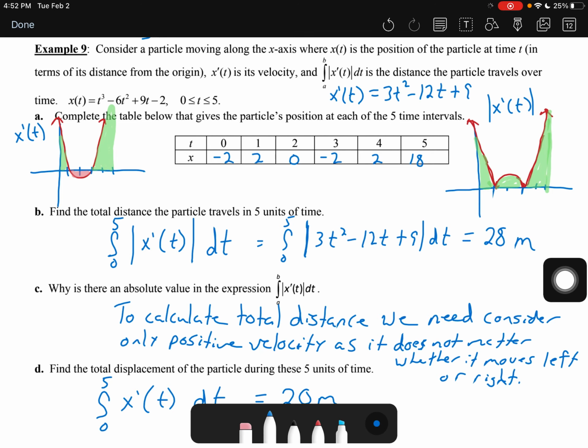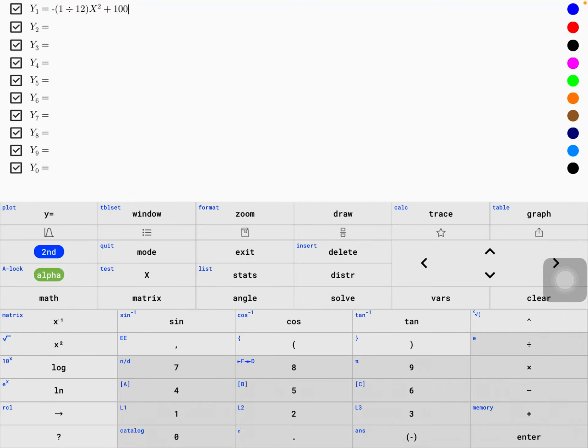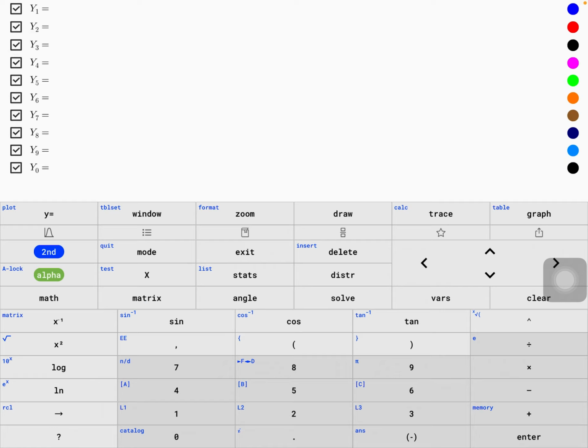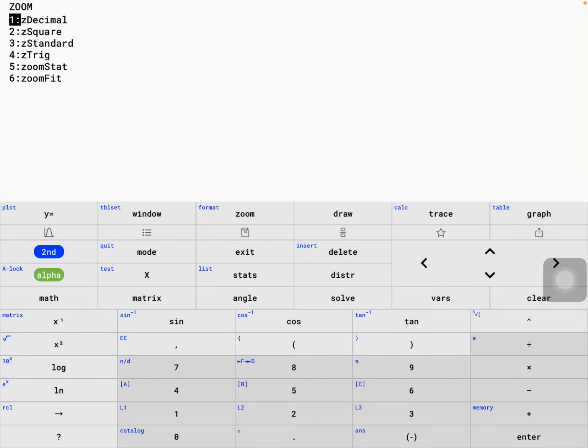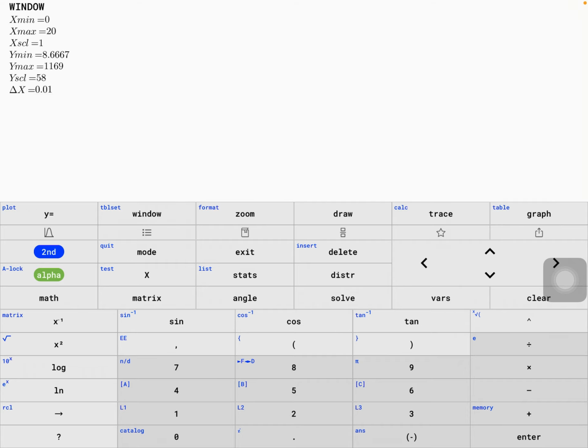Now, you can do this on your calculator. I'm just going to quickly pull up this Calculator Pro, and I had that other function there. Let's clear that one out, and then let's put in 3x squared minus 12x plus 9. So I've got 3x squared minus 12x plus 9. Okay, so there's that. I'm going to hit zoom 6 to just get a standard window. Zoom 6. Ooh, that didn't give me a good standard window.